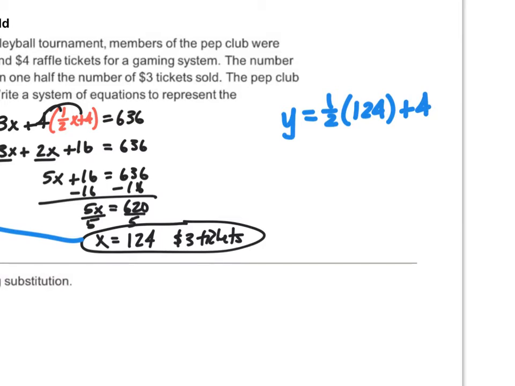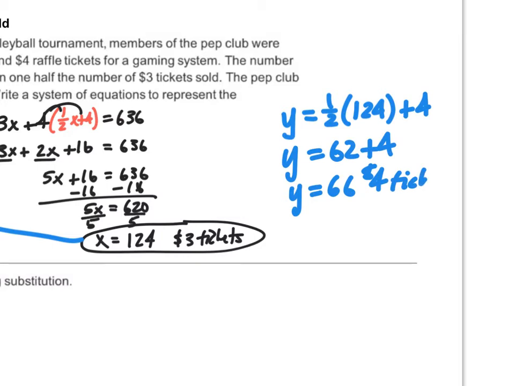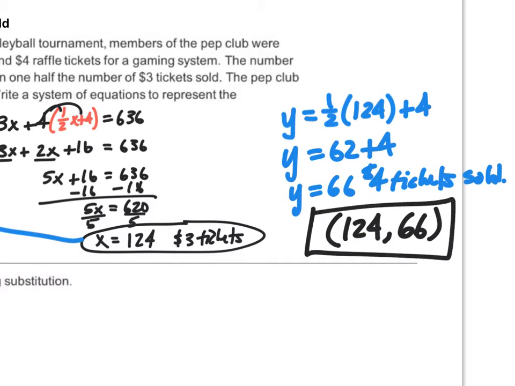Half of 124 is going to give me 62. So I've got y is equal to 62 plus 4, and if I add those together, that's going to give me y is 66. And that's the number of $4 tickets sold. This would give me the point, if I were to graph both equations, I would have the point (124, 66). And that's what I'm looking for.